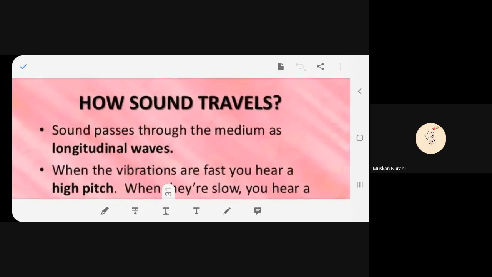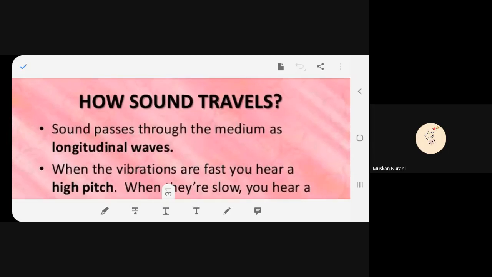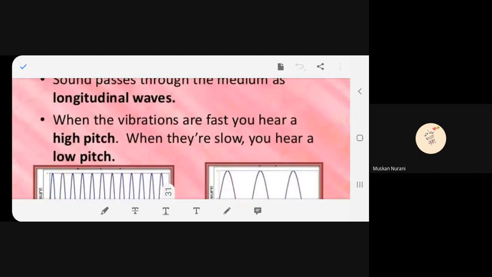We see now how sound travels. How sound travels. Sound passes through the medium as longitudinal waves. When the vibrations are fast, you hear a high pitch. When they are slow, you hear a low pitch.